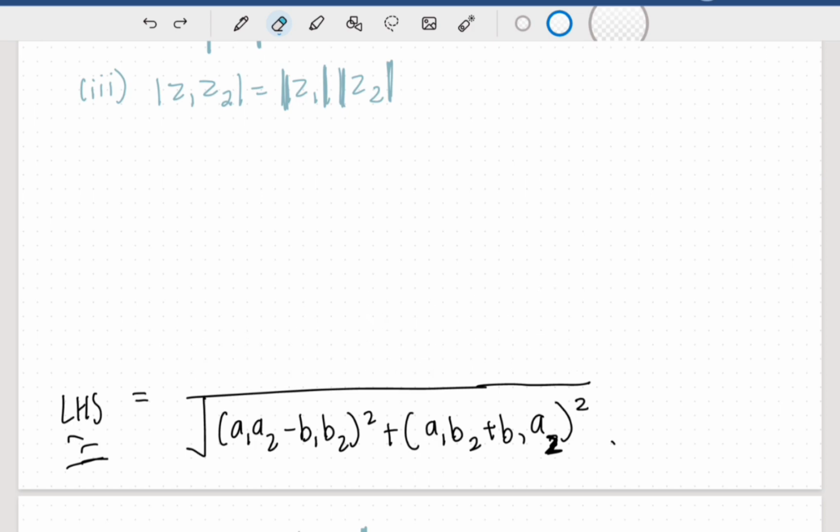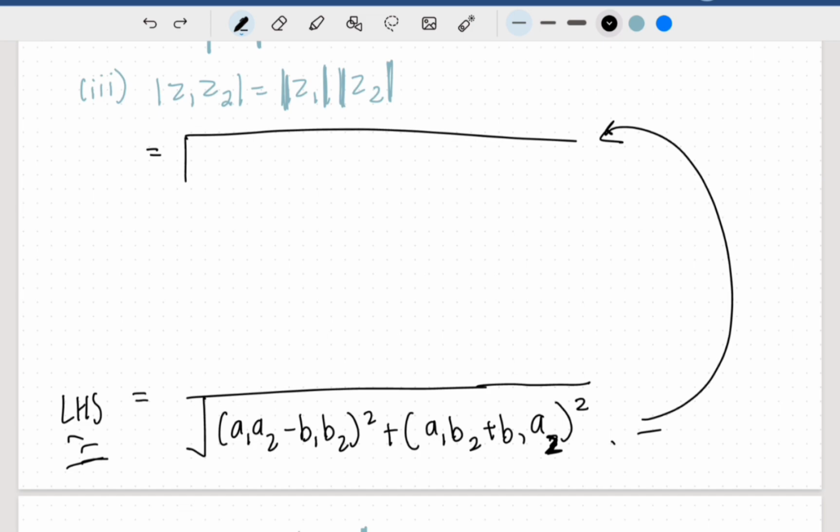So now on to simplifying this. So we get, okay, equals. Let's expand this whole thing. Yes, it's a lot of math, but that's all right. So we get a1 a2 squared plus b1 b2 squared minus 2a1 a2 b1 b2.